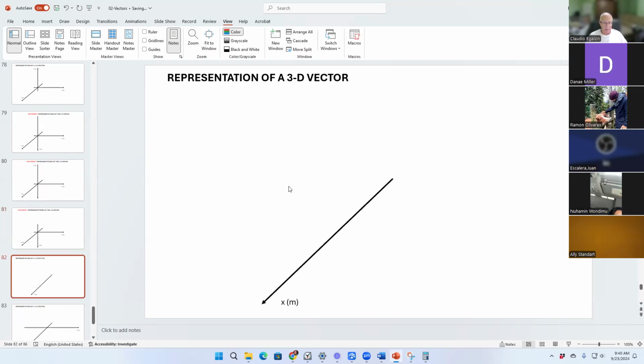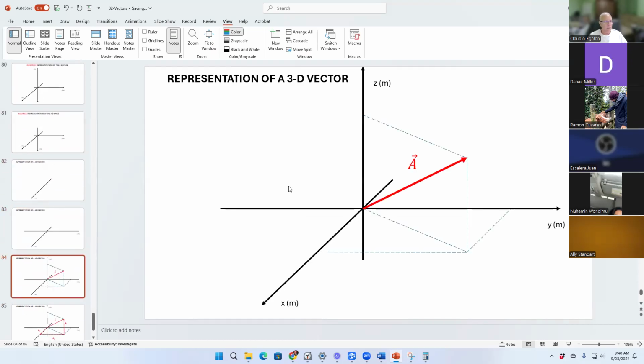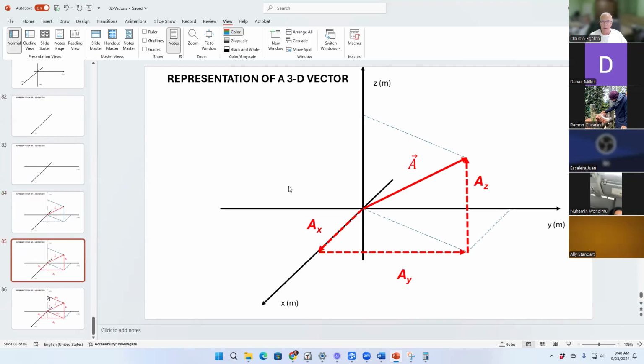So practice that a little bit. X, Y, and Z, right? Here's the vector with AX, AY, AZ components. You also have the AXY component, the component of the vector projected in the XY plane. That's the XY plane. And these are supposed to be right triangles. Yes, there's a right triangle here. There's another right triangle here.